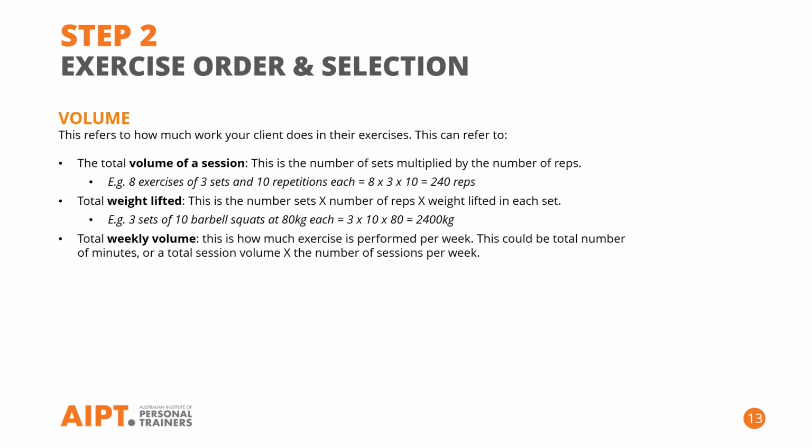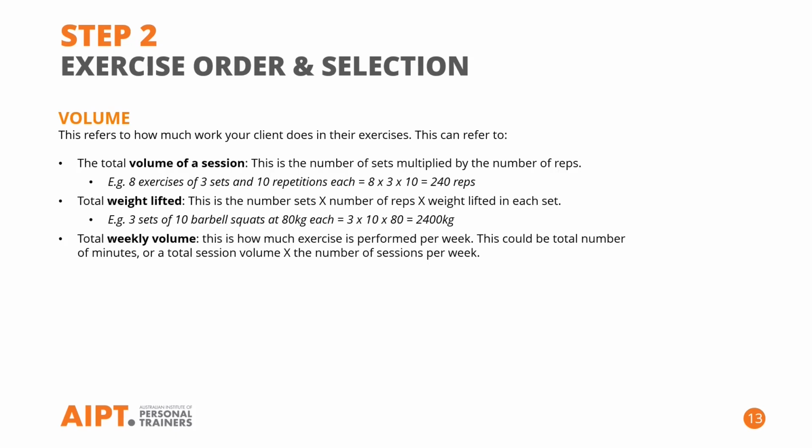The next component we're going to look at is volume. So volume just looks at how much work your client does within their exercise, within their sessions, or within their overall program. It can refer to the total volume within a single exercise session. The way we work this out is the number of sets multiplied by the number of reps. For example, if we had 8 different exercises and 3 sets of 10 of each, it'd be 8 times 3 times 10, which would be a total volume of 240 repetitions for that session.